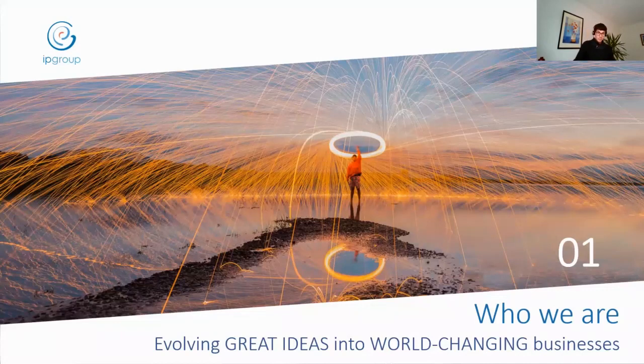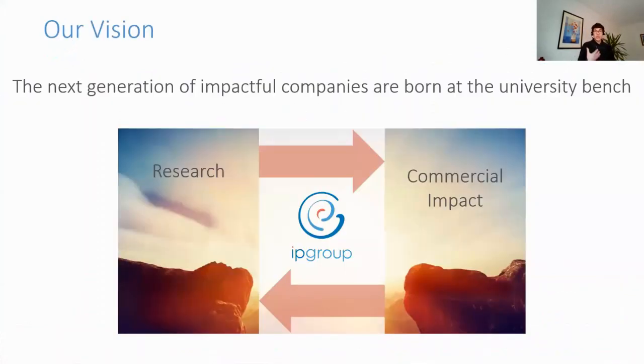So who is IP Group? At the core of our vision at IP Group is that the next generation of world-leading companies are born at the university bench. We believe that impact is, on the one hand, for a company defined via a financial return, but also via a social return or an environmental return. For example, we have a lot of companies that work towards a greener future and towards more renewable energy sources. And what IP Group really does is we connect with academics and help along the lines of the transition from research towards commercial impact and beyond. And I think the following case studies will showcase that a bit better.